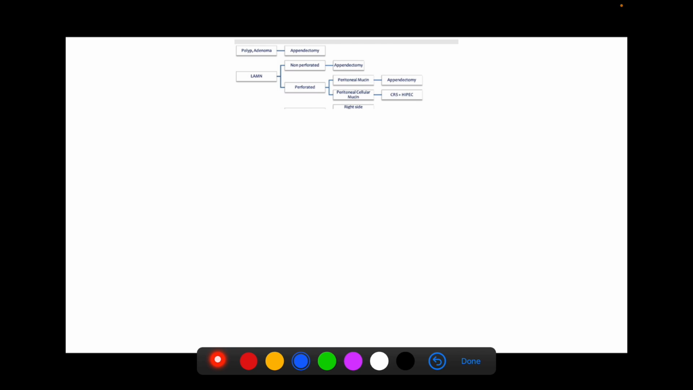If they are non-perforated, go for appendicectomy only. See the importance of perforation, because all these tumors are classified, the algorithm is based on whether it is perforated or not perforated, right? So, if it is a low grade, no perforation, only appendicectomy is sufficient. If it is low grade with perforation, if the perforated material contains epithelial cells, go for a CRS HIPEC, cytoreductive surgery with hyperthermic intraperitoneal chemotherapy.